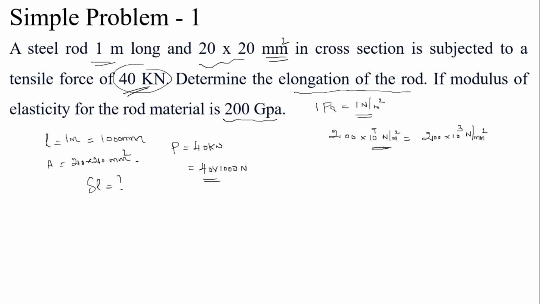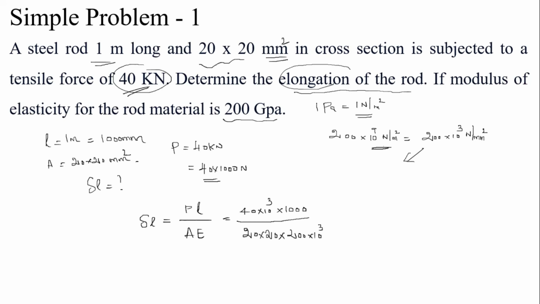Now we want to calculate the elongation of the rod, del L. What is the formula for del L? Del L is equal to P into L divided by A E. What is the value of P? 40 into 10 to the power of 3, into L which is 1000, divided by the cross-sectional area 20 into 20, into E which is Young's modulus, 200 into 10 to the power of 3. So solve this, then we will get 0.5. So del L is equal to 0.5 mm. This is the answer.